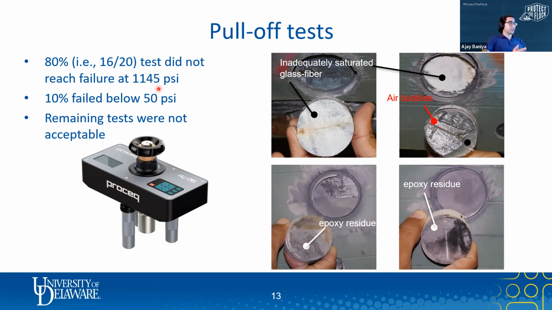Unlike those 16 tests, 2 out of 20 tests, 10%, failed prematurely below 50 PSI. Upon inspection, we saw that the reason was air bubbles and inadequately saturated glass fiber, and these typically happen due to improper workmanship. So this is one of the lessons to be learned from this test as well, for the upcoming installation process.